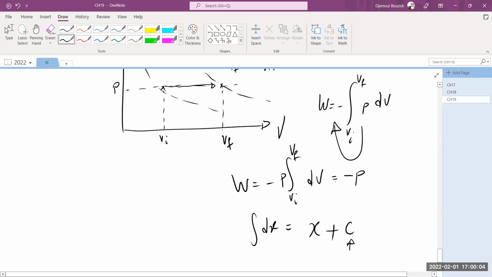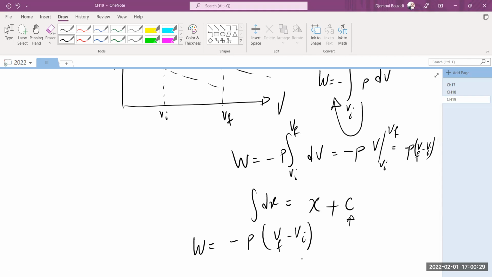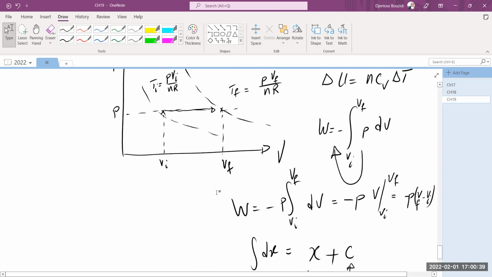So it's going to be minus P times V evaluated between the initial value and the final value. And that is going to be minus P times VF minus VI. And in a sense, this is how much work is. So work is going to be minus P times the final value minus the initial value of the volume. That's it. Because P is the same, that's why it comes out of the integral. So at the end, it's just minus P times delta V. Obviously, the way I drew it right now, V final is more than V initial, so this difference is positive, and the work is indeed negative.